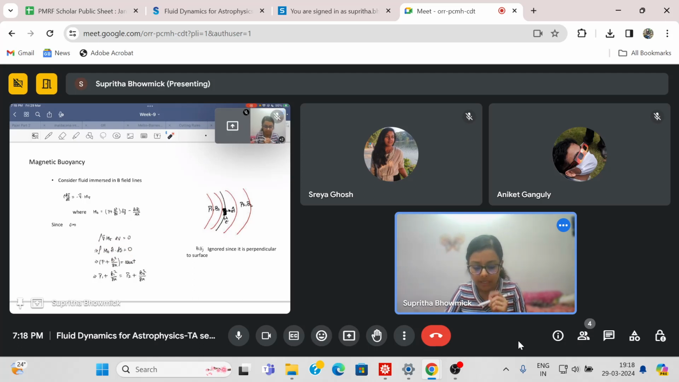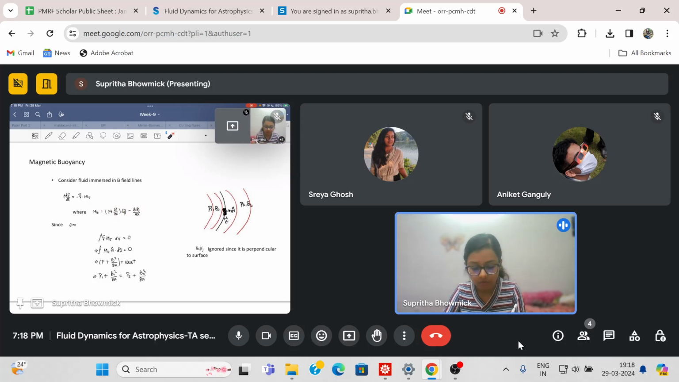Okay. Now Mt we know is this. It consists of the scalar pressure. Here we have assumed that the fluid is not viscous, so there are no off diagonal elements for the pressure tensor. Mt consists of the scalar pressure, the scalar part of the magnetic pressure tensor, and the off diagonal part.